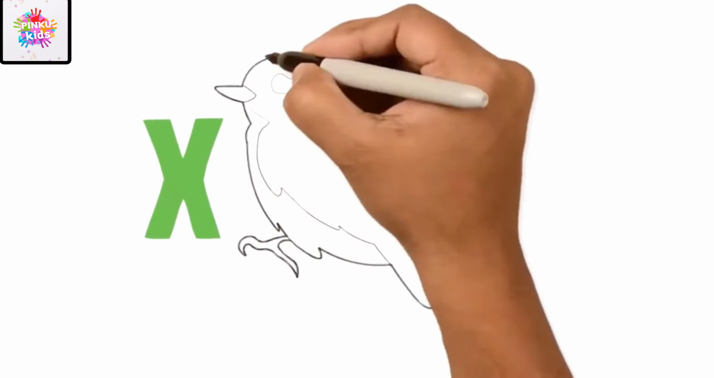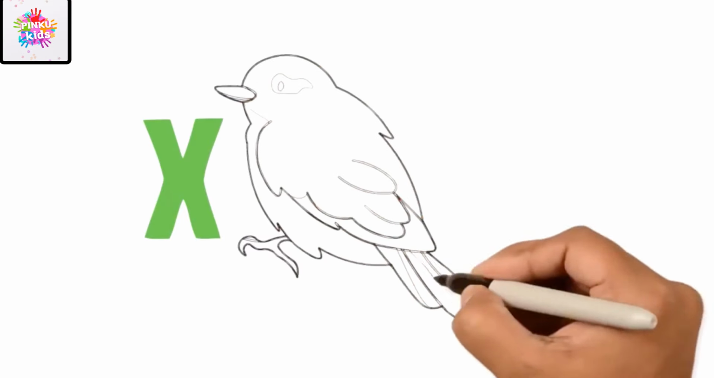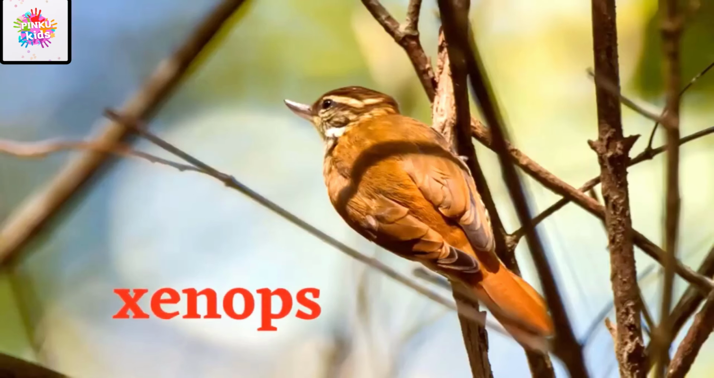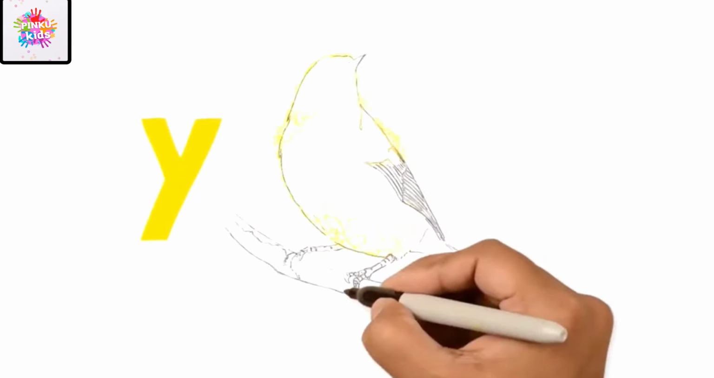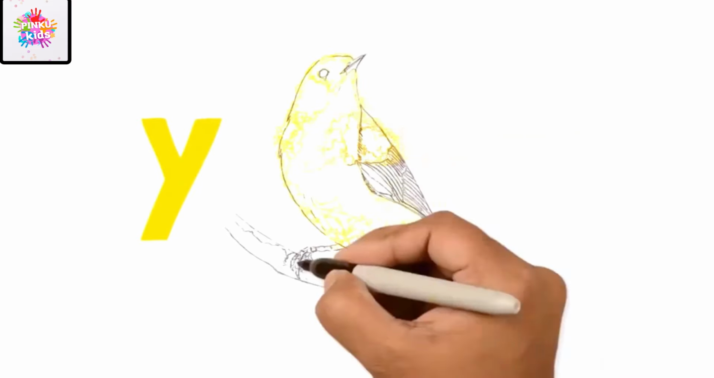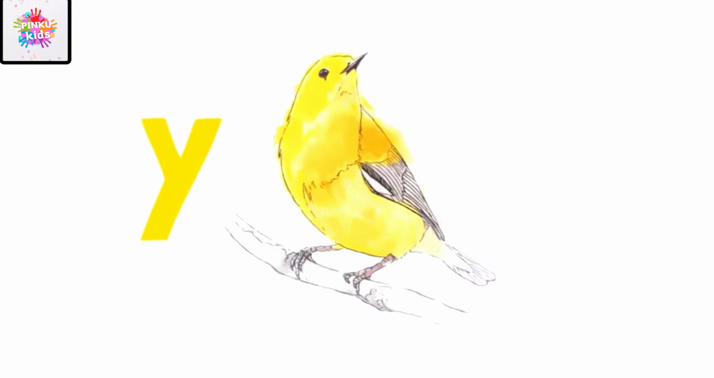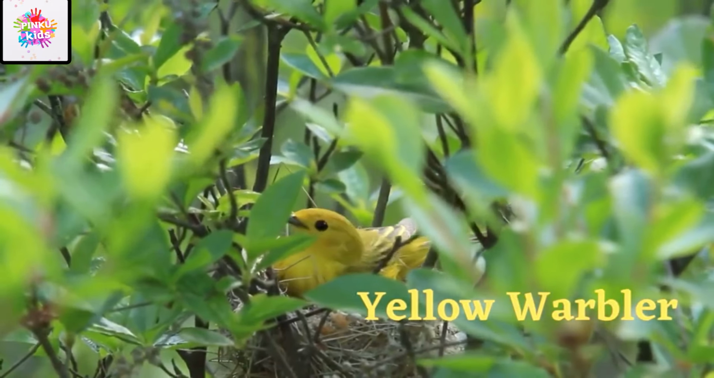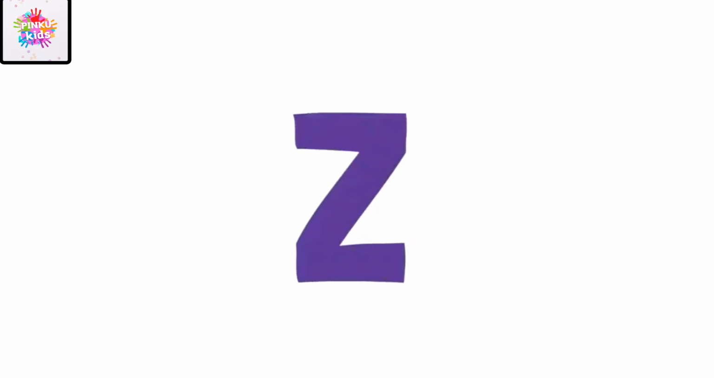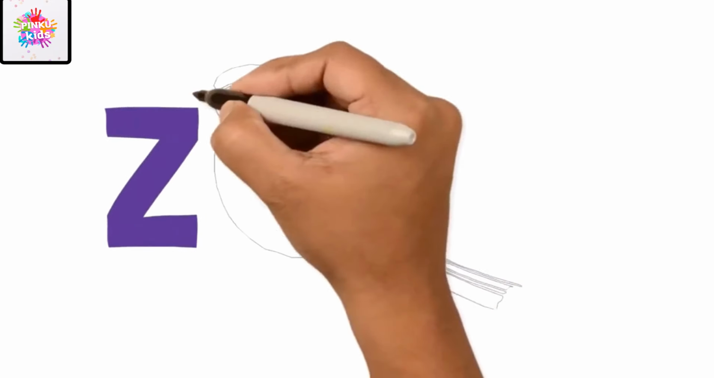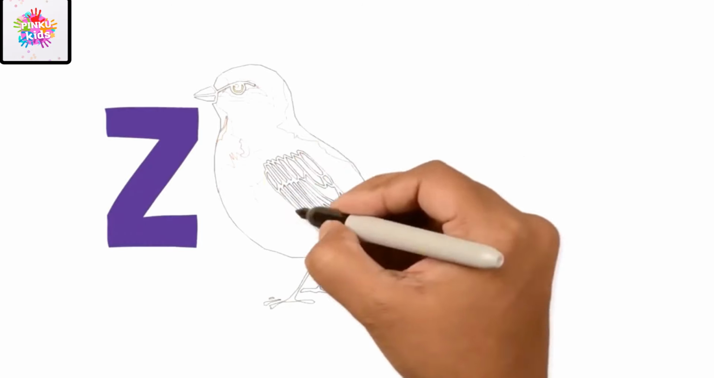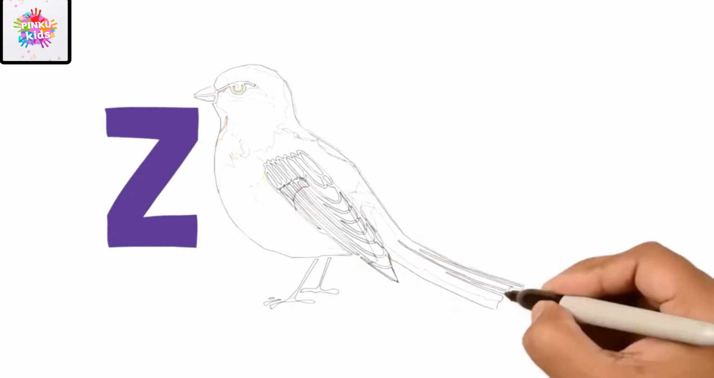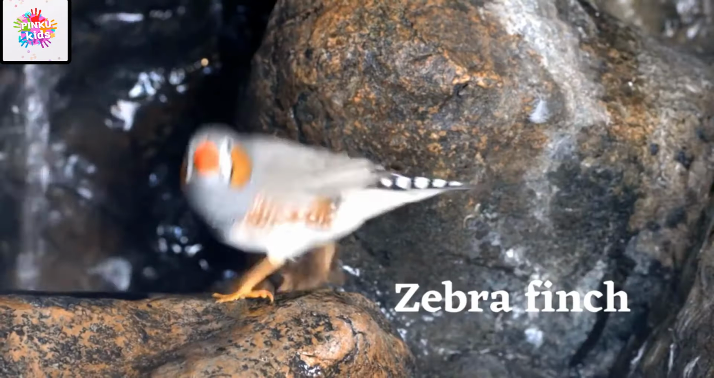X for xenops. Y for yellow warbler. Z for zebra finch.